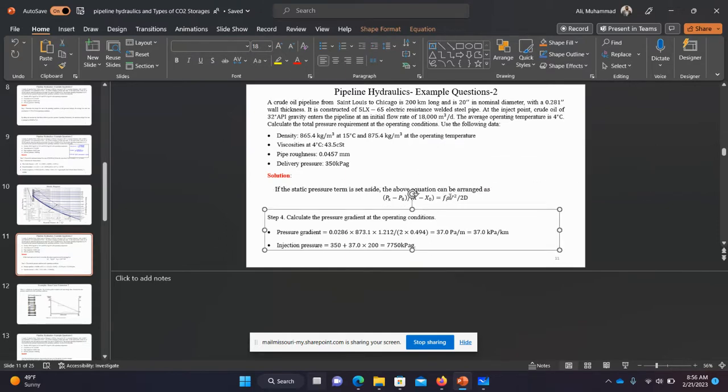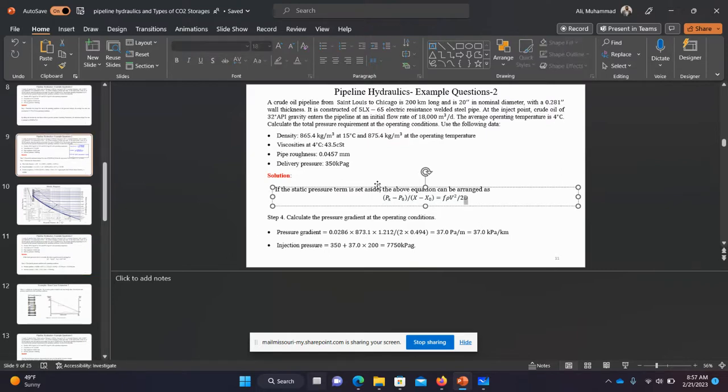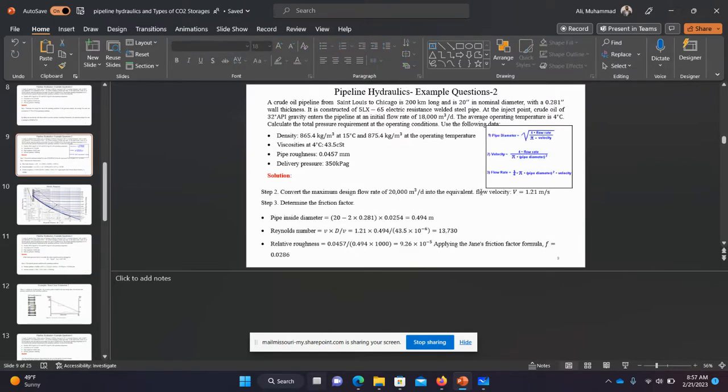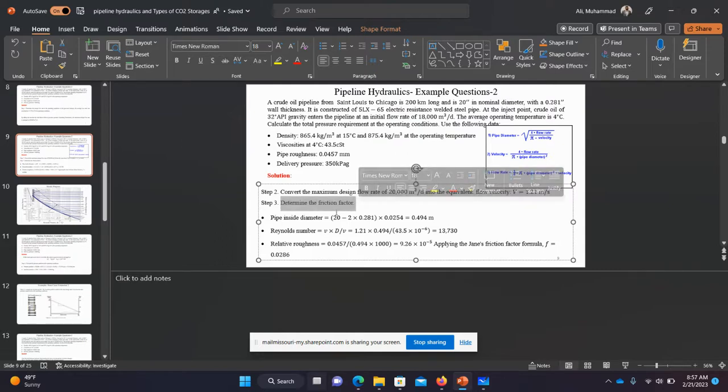In this case, we need to find the velocity, we need to find the density, we need to find the friction factor, and we need to find the inside diameter of the pipe. So these are the factors that we are trying to calculate here. In step one, we converted the flow rate to the velocity, which is required by the formula. And then, as I said, we also have to find the friction factor.